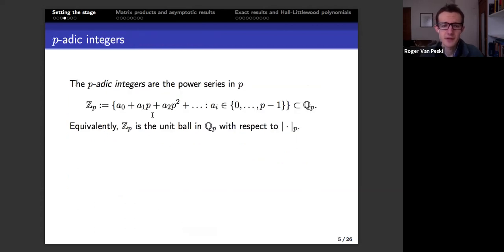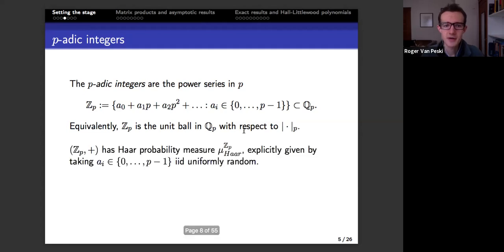So if Q_p is the Laurent series, then Z_p is just the power series. Again, it's series with these coefficients a_i between 0 and p minus 1, except now the powers have to be non-negative. Equivalently, it's the unit ball in Q_p with respect to this norm. Because it's the unit ball, it's compact. And so that means that as an additive group, it has a Haar probability measure. And this Haar probability measure is very explicit. You can sample it by just taking these a_i to be uniformly random from this finite set, i.i.d.